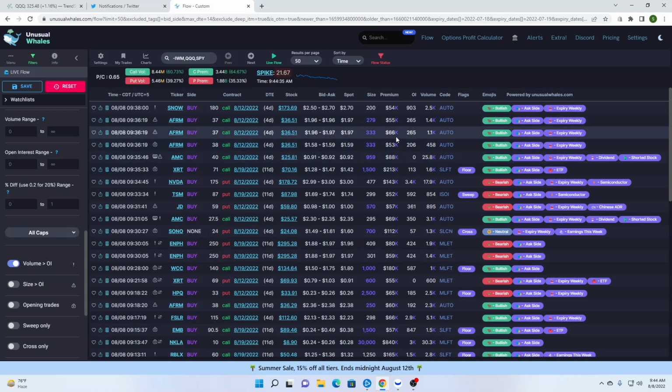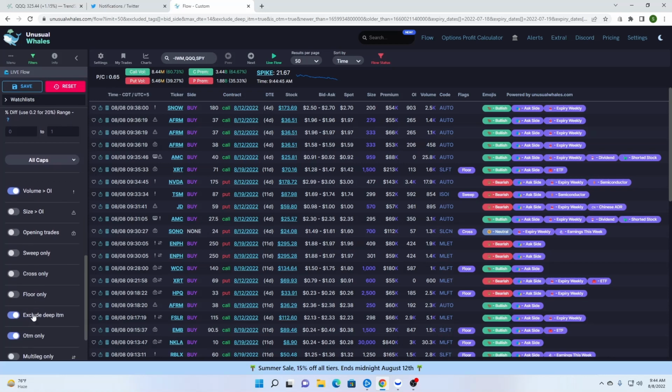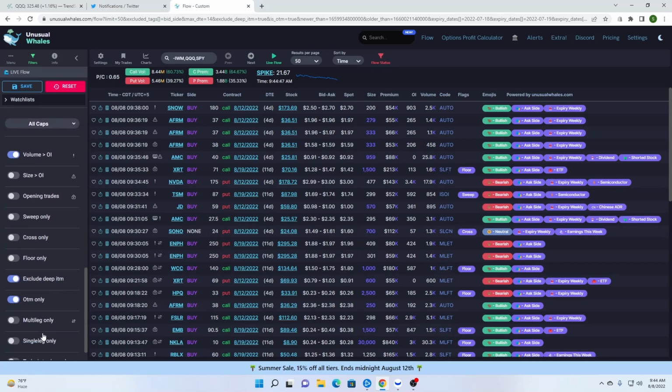4 days till expiration, 66K, 55K. Only two orders right now, but we'll break that down a little bit further. As I can see, there is a 38 down here. In terms of the other filters I have on, I exclude those deep in the money, OTM only. I'm looking for those out of the money ones, which can act as a magnet, to see where people are spending a decent bit of money.